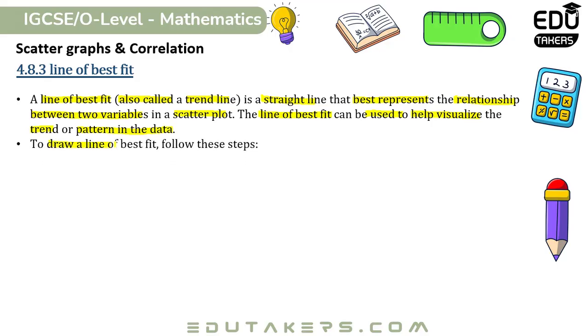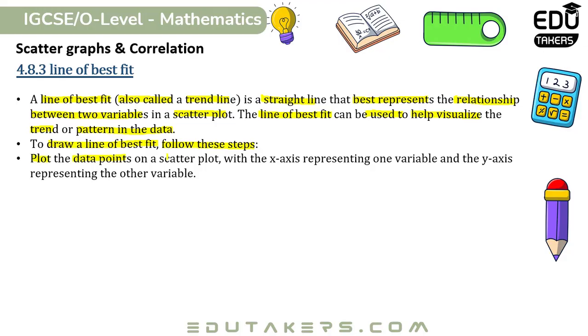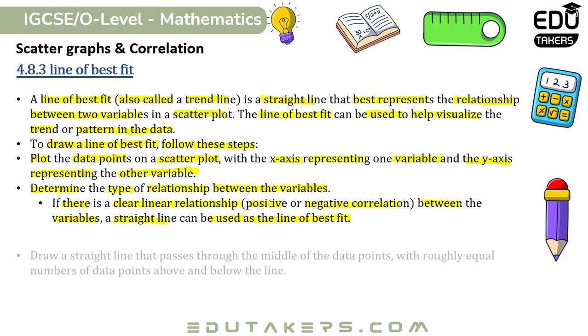To draw a line of best fit, follow these steps. Plot the data points on a scatter plot with the x-axis representing one variable and the y-axis representing the other variable. Determine the type of relationship between the variables. If there is a clear linear relationship, positive or negative correlation between the variables, a straight line can be used as the line of best fit.